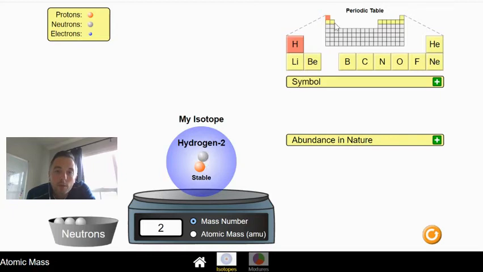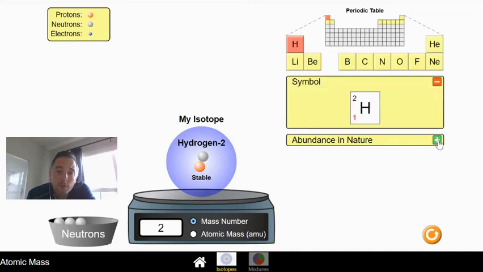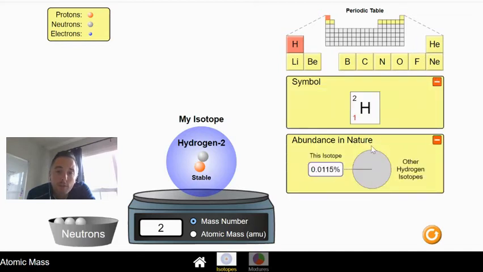And you may have noticed in your periodic table that the masses are decimals. That's kind of strange, because how could it have part of a neutron? And the answer is, it can't. Instead, if we look at the symbol, we can also look at abundance in nature.